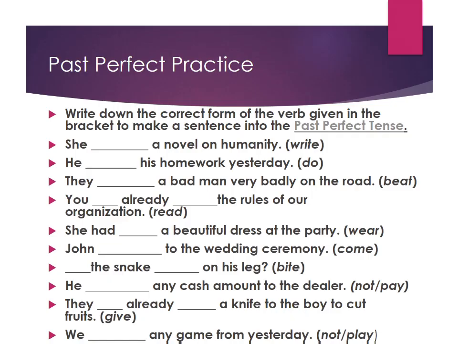In this exercise, you would see that there are verbs given within brackets, and you need to put past perfect tense with the auxiliary. Remember to put the auxiliary in. She dash a novel on humanity. What is the third form of the verb write? I have told you that the third form of the verb is applied in past perfect tense. You are very right. Write, wrote, written: wrote is the second form, and written is the third form. So how does the sentence become? She had written a novel on humanity. That's how it's going to be completed.